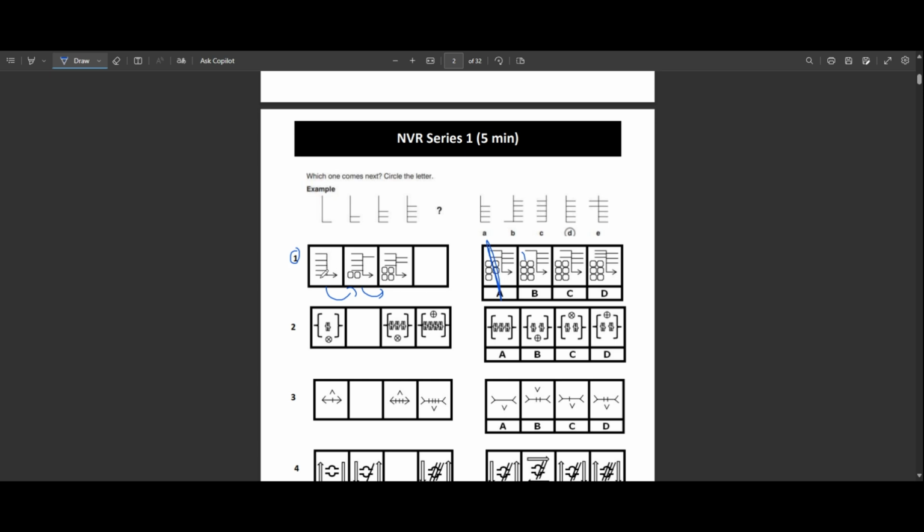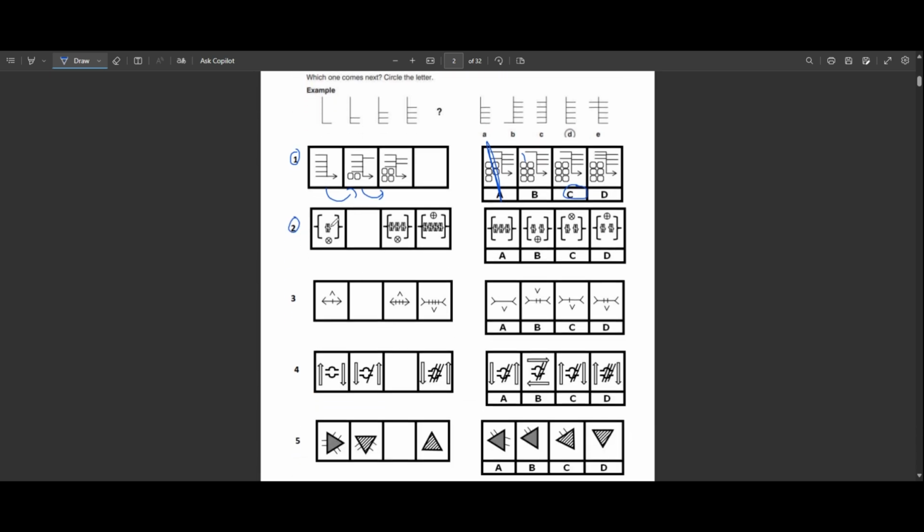Additionally, you've got 5 lines on the left side. Each time one of the lines is being removed and moved to the right side. So there should be 3 lines on the right, and 2 lines on the left, which is option C. Look at question 2.